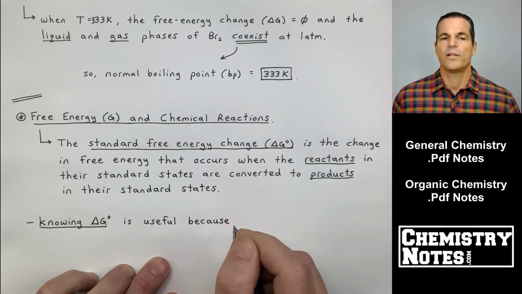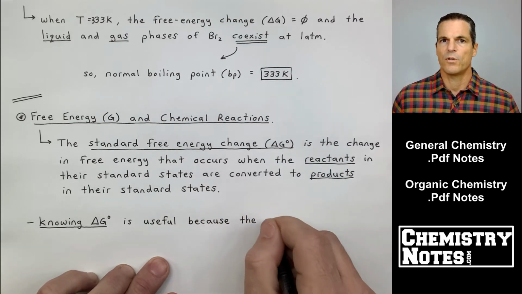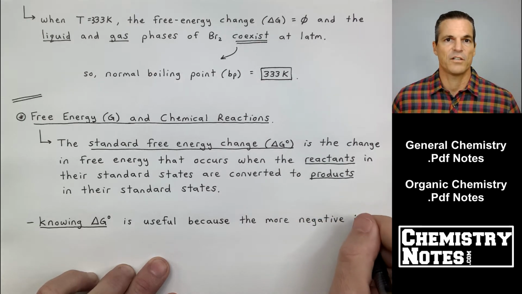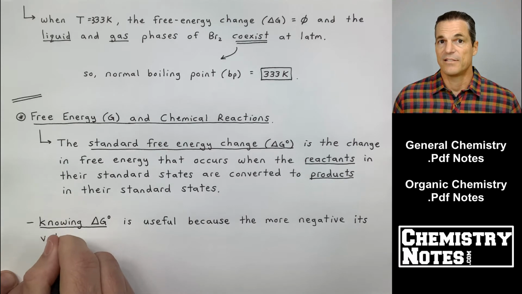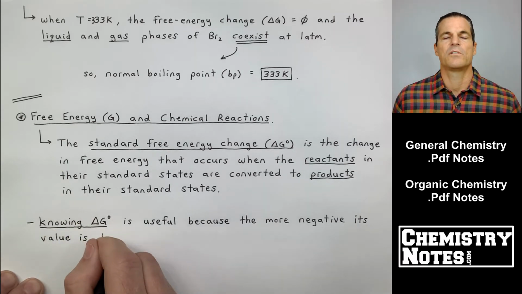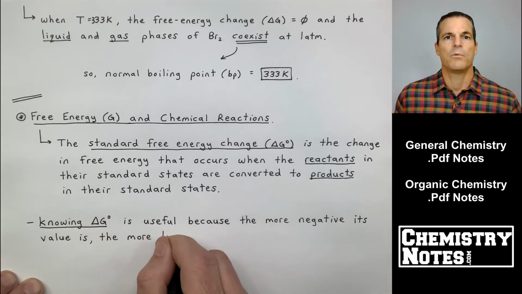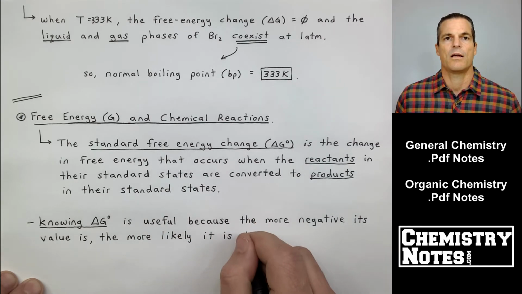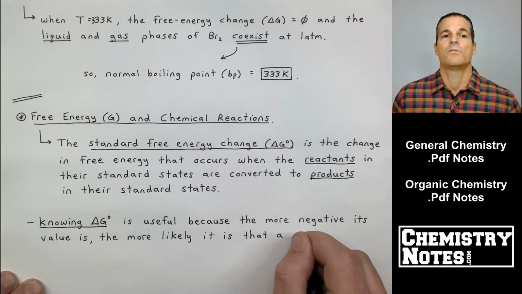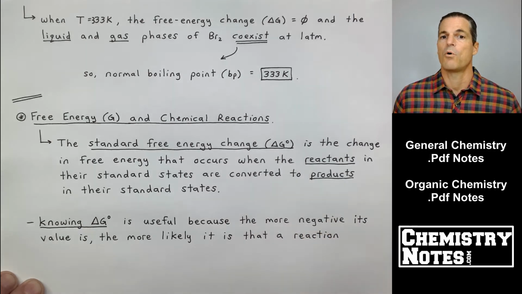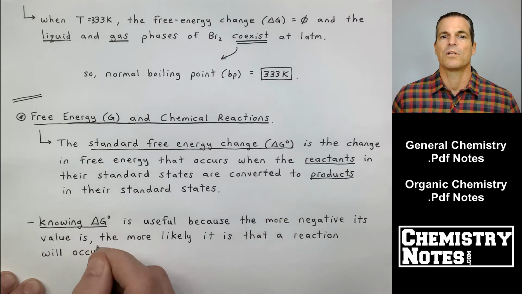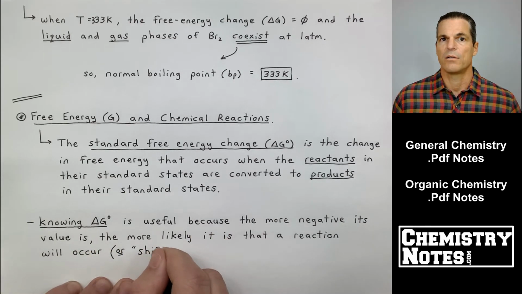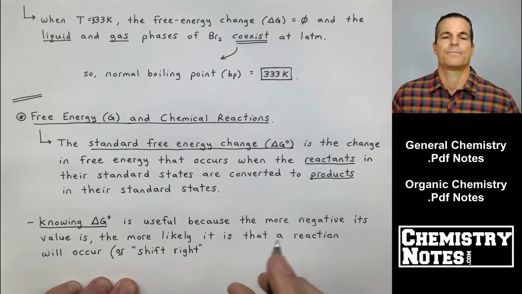All right? Knowing delta G is useful because, first of all, it tells us if a reaction is spontaneous or not. If we know the delta G for a reaction and it's negative, well, then this reaction goes in the forward direction. No problem. It happens naturally, all on its own, without any outside interference. Okay? So knowing delta G is useful because the more negative its value is, the more likely it is that a reaction will occur in the forward direction. In other words, shift right. Okay?